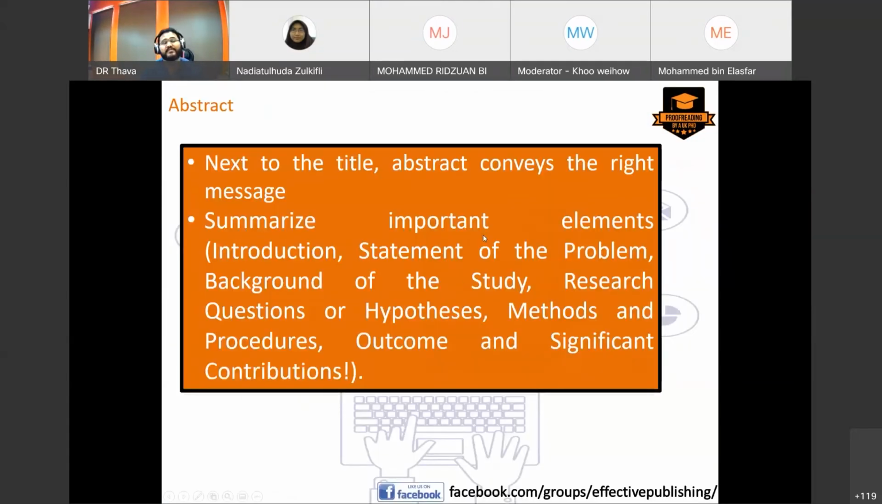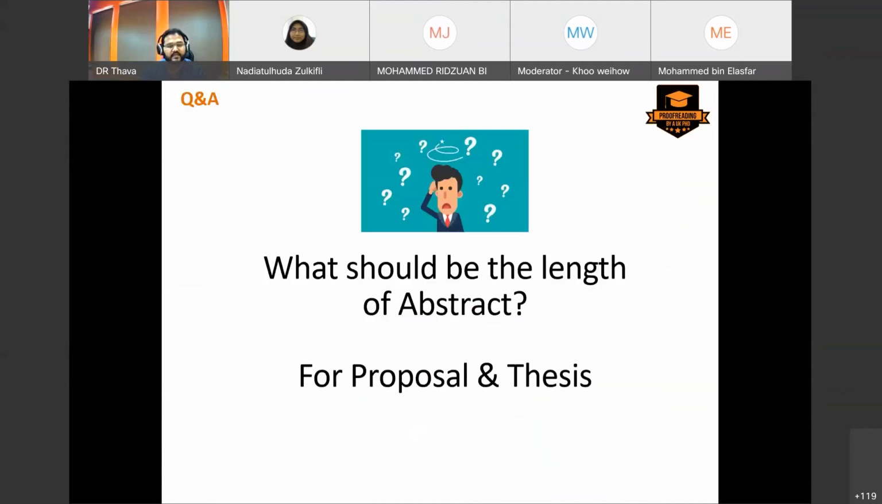Coming to the writing parts. Abstract: next to the title, the abstract conveys the right message. Summarize the important elements in your abstract. For example, we must have the introduction, statement of the problem, background of the study, research questions or hypotheses, methods and procedures, outcome and significant contributions. These are the things you must have in your abstract.